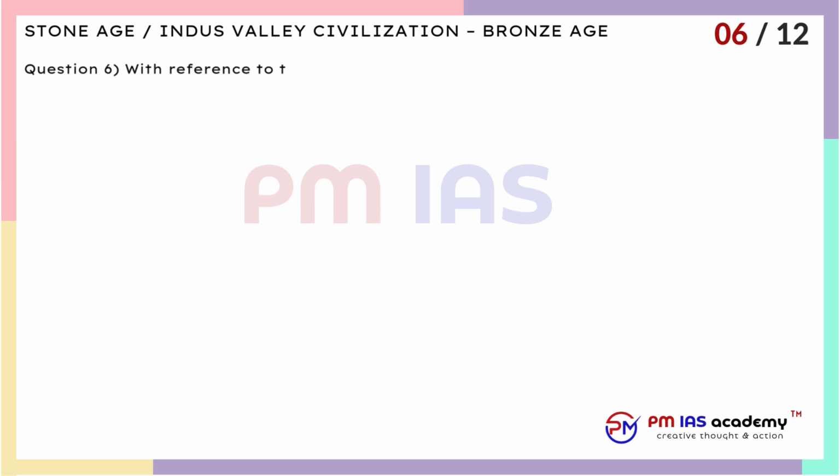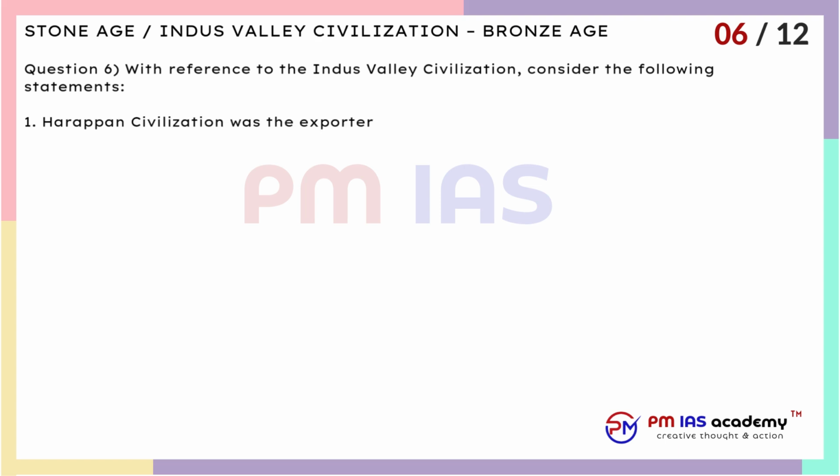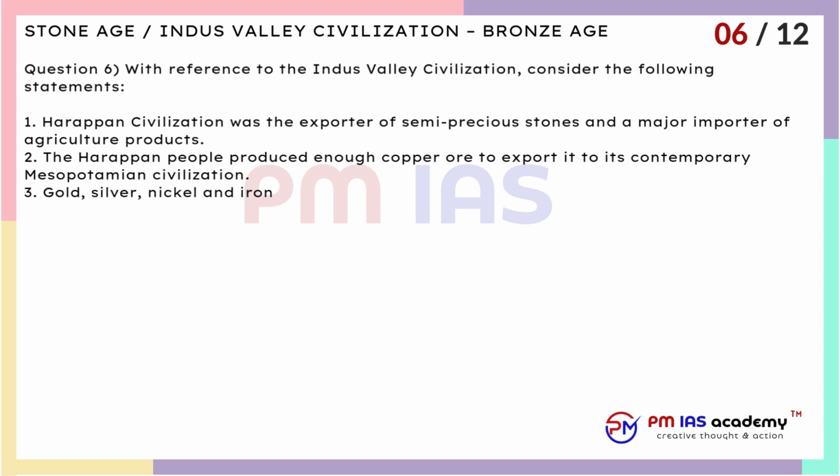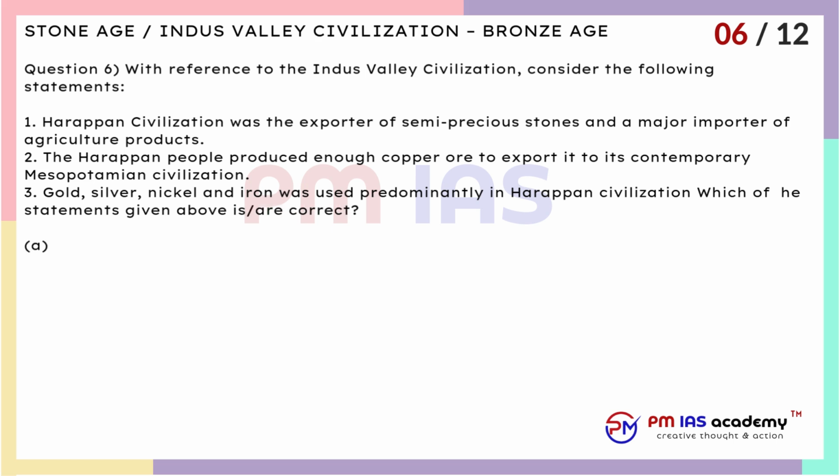Question 6. With reference to the Indus Valley Civilization, consider the following statements. 1. Harappan civilization was the exporter of semi-precious stones and a major importer of agriculture products. 2. The Harappan people produced enough copper ore to export it to its contemporary Mesopotamian civilization. 3. Gold, silver, nickel and iron was used predominantly in Harappan civilization. Which of these statements given above are correct? A. 1 only. B. 1 and 3 only. C. 2 and 3 only. D. None of the above.